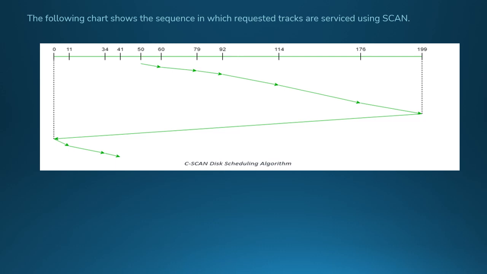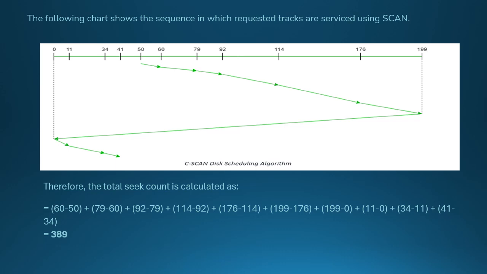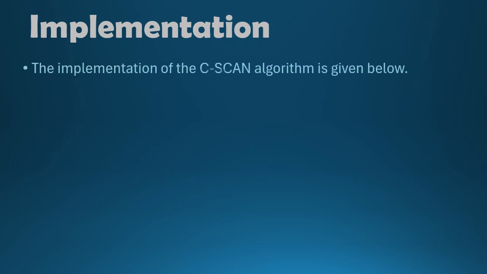The following chart shows the sequence in which requested tracks are serviced under C-SCAN. So the total seek count is calculated as given below, and that result is 389. Let's see the implementation of the given algorithm. Implementation of the C-SCAN algorithm is given below.